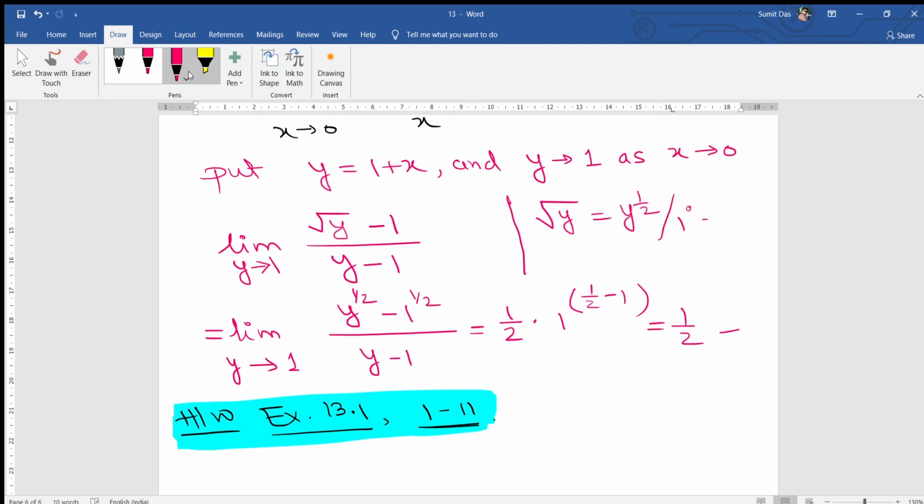1 to the power 0 also 1. 1 to the power 100 also 1. 1 to the power minus 1 by 2 also 1. So why am I writing 1 by 2?